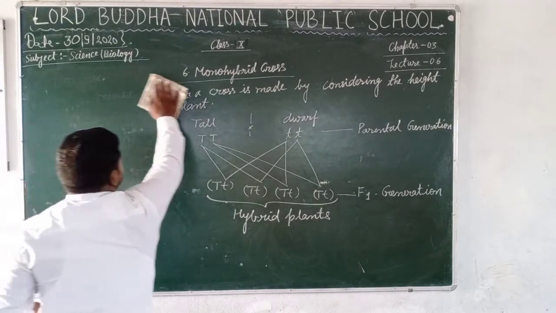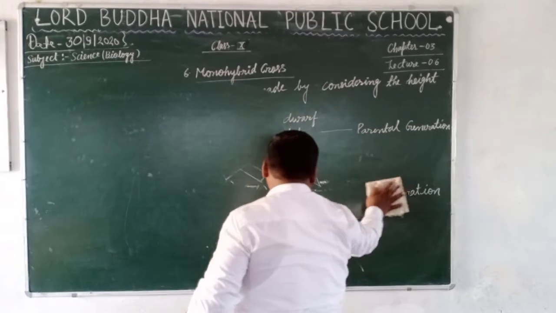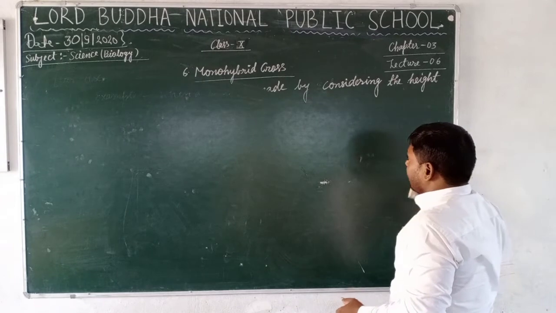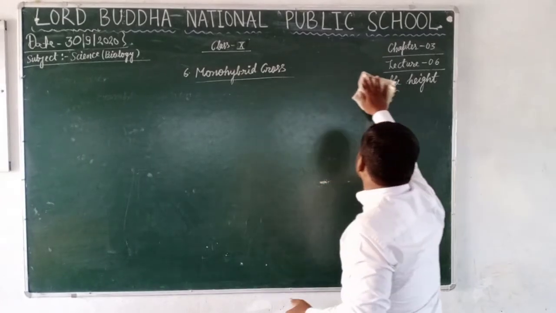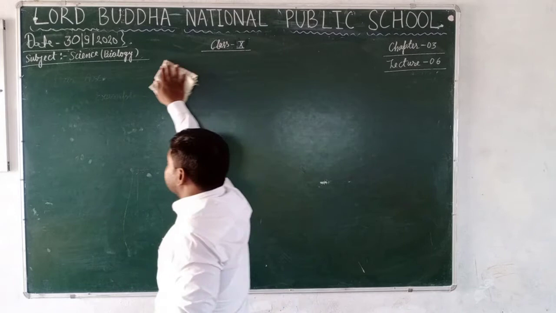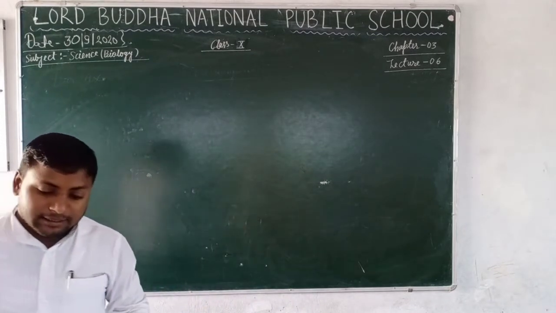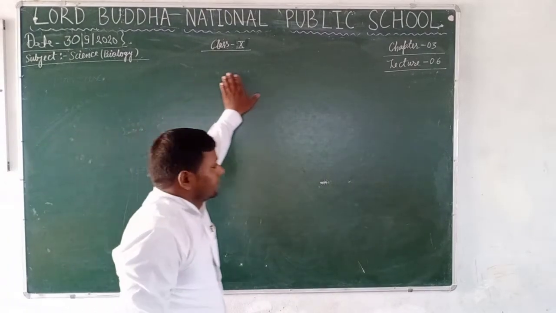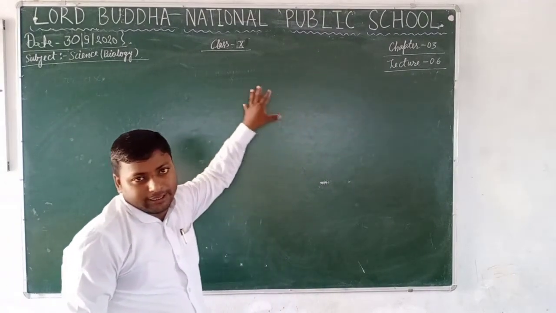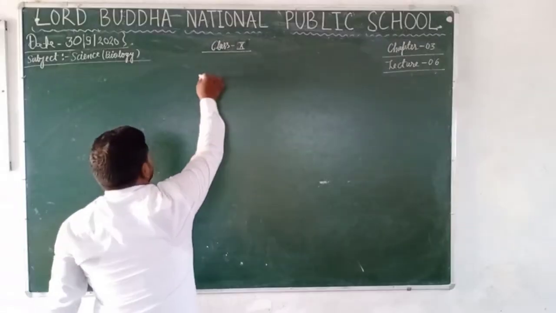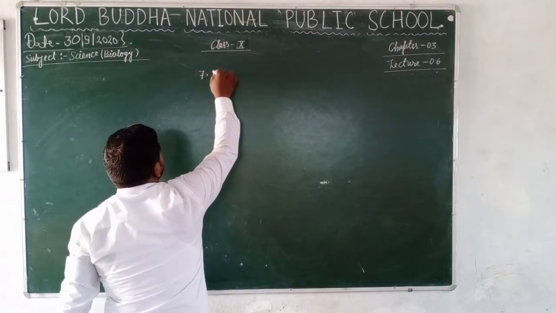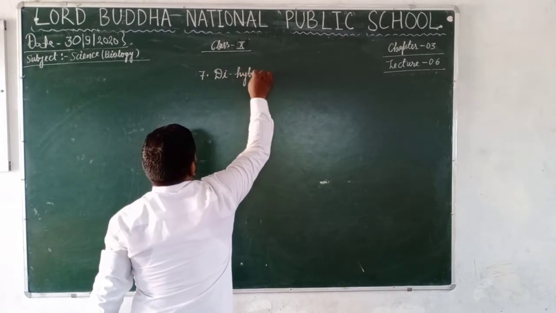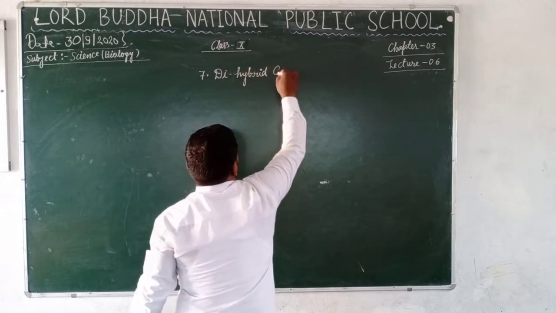Yes students, the dihybrid cross. As its name makes clear, when we consider two pairs of contrasting alleles in the individual plants, then such a type of cross hybridization is called the dihybrid cross. Let's see the dihybrid cross.